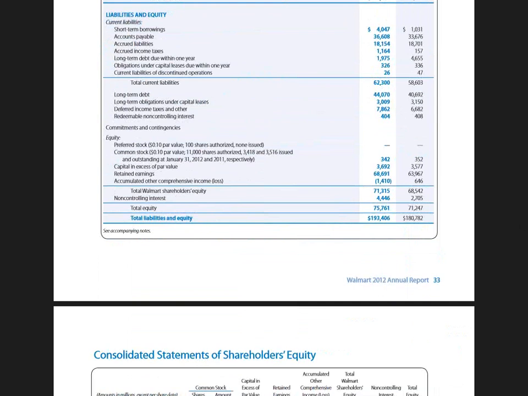So what we're really dealing with is three line items: accounts payable, accrued liabilities, accrued income taxes. Let's link them in one by one, and calculate the historical days formula that we'll use to make our projections. So let's start with accounts payable. Accounts payable is 36608.